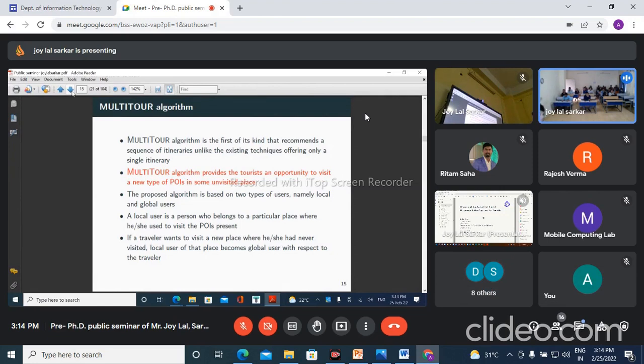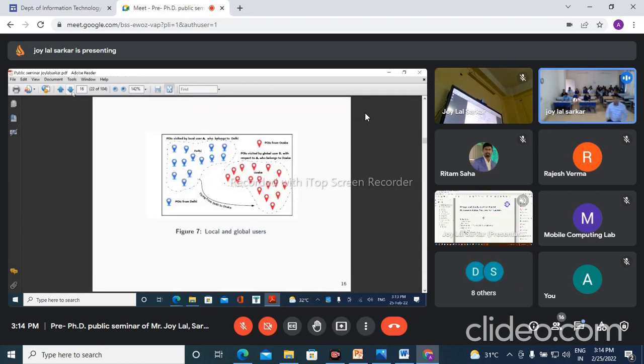So what the local and global user concept is, I will tell you based on these figures. You can see that suppose I am in Tripura, I have written Delhi here. Just suppose I am in Tripura and I want to go to Osaka. This is my problem statement. I am in Tripura, I want to go to Osaka. So the people of Tripura are the local users. So we are the local users.